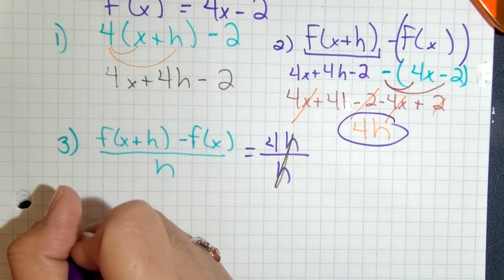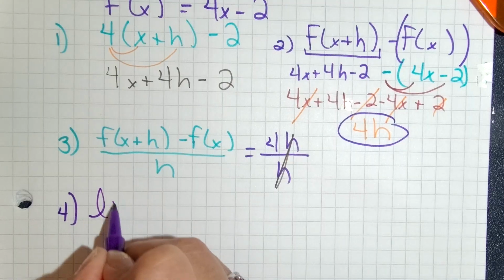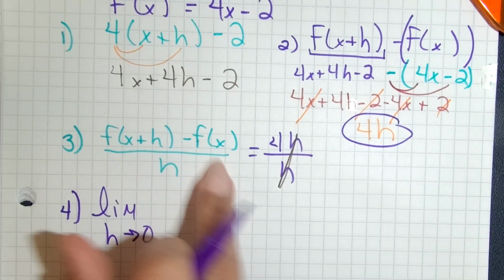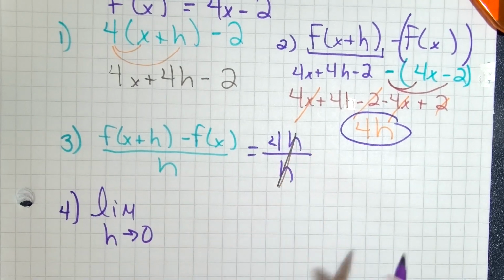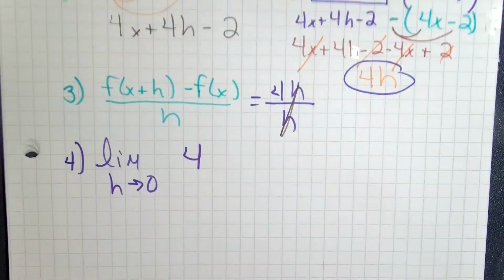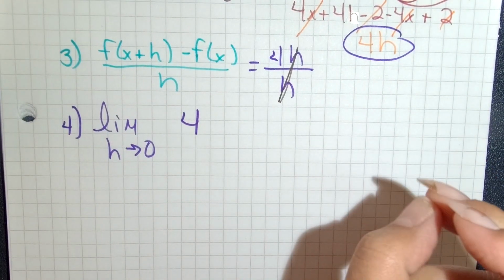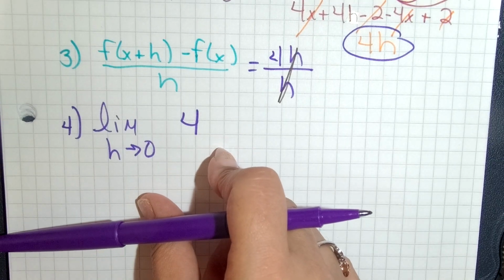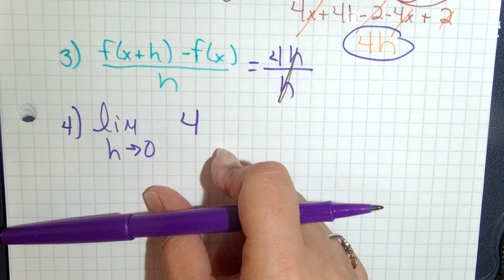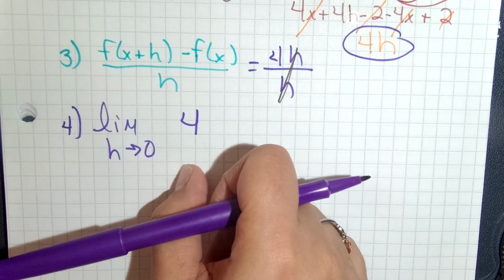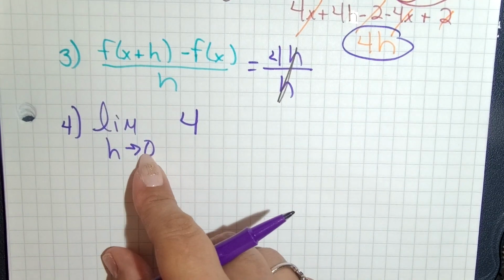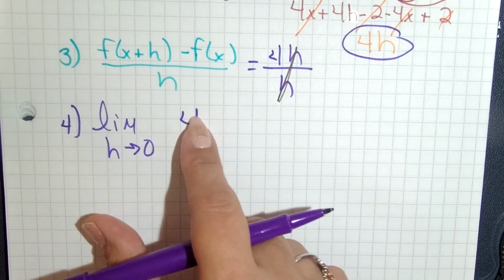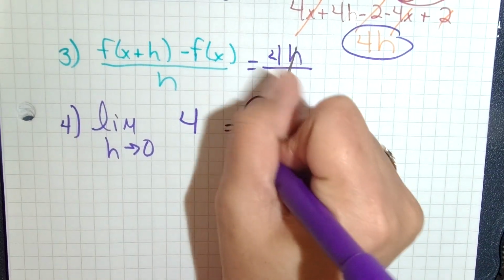And my last step says to find the limit. So we have the limit as h approaches 0 of all of this. But we did that in step 3. Who remembers what the limit of a constant is? We don't remember, huh? Can I substitute in any h's? No. So it's just this number. So our final answer is 4.